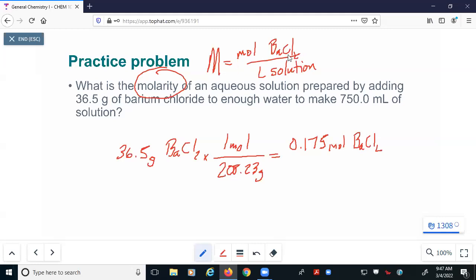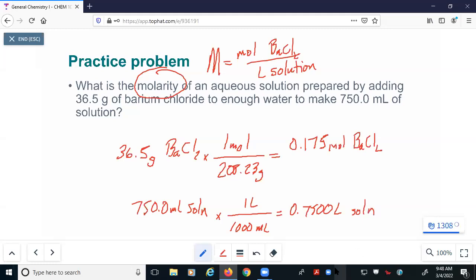So that covers the top part of our fraction. Now we need to look at the bottom part. 750.0 milliliters of solution. There are 1,000 milliliters in every liter. So to four sig figs, 0.7500 liters of solution. Now you could have just moved the decimal in your head and got to the same value. If you're comfortable doing that, you don't need to show that particular step in the work.